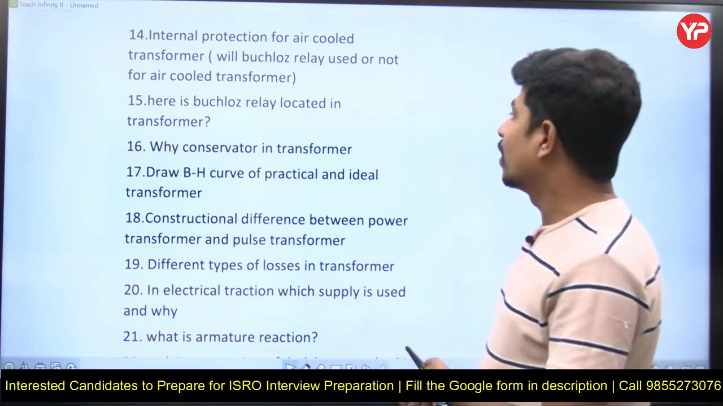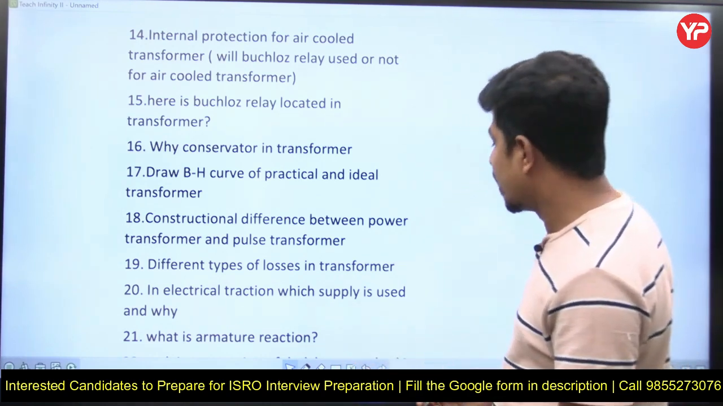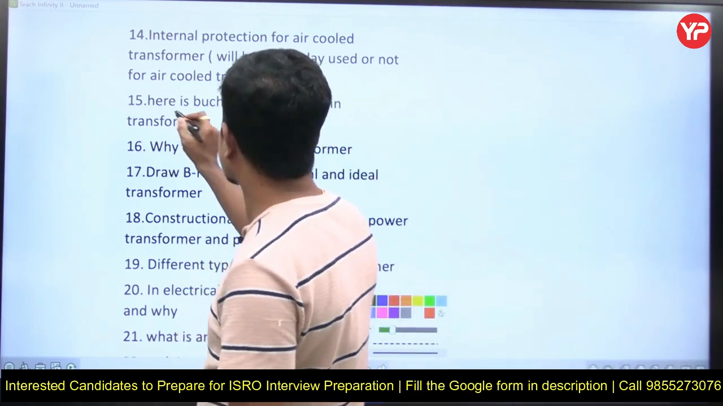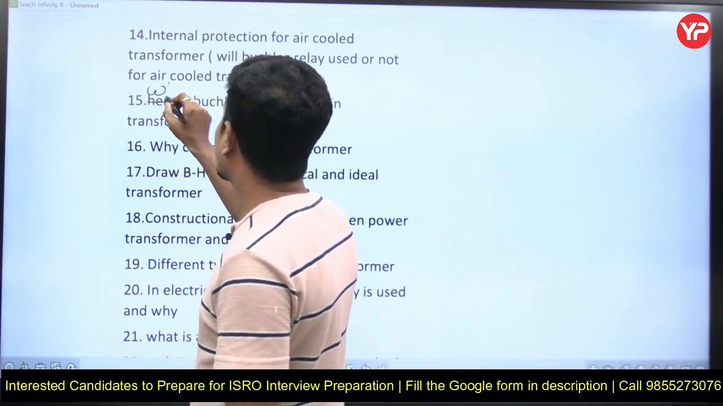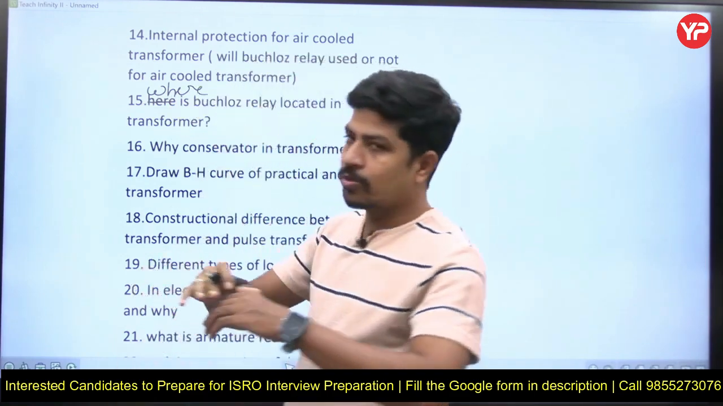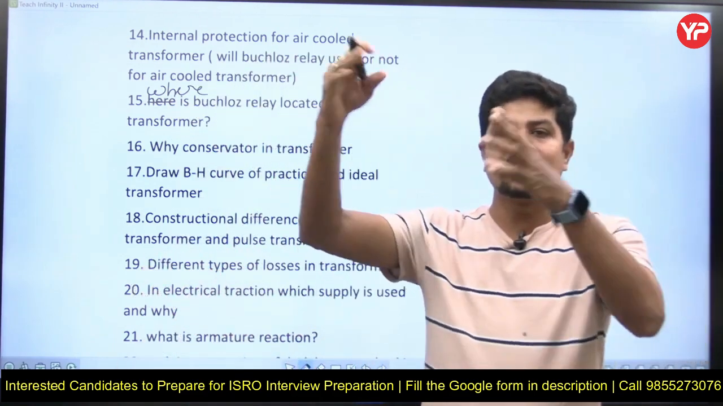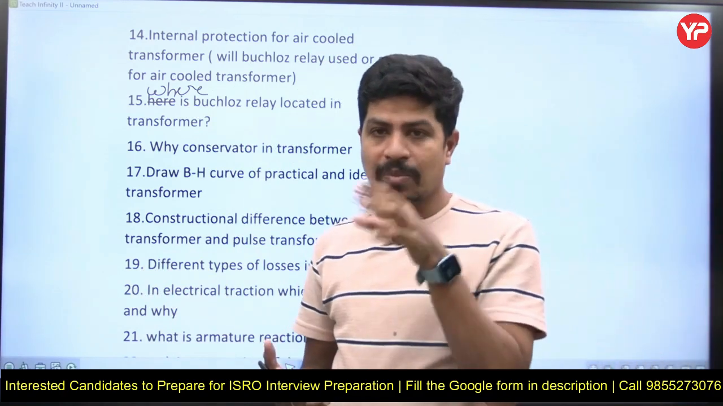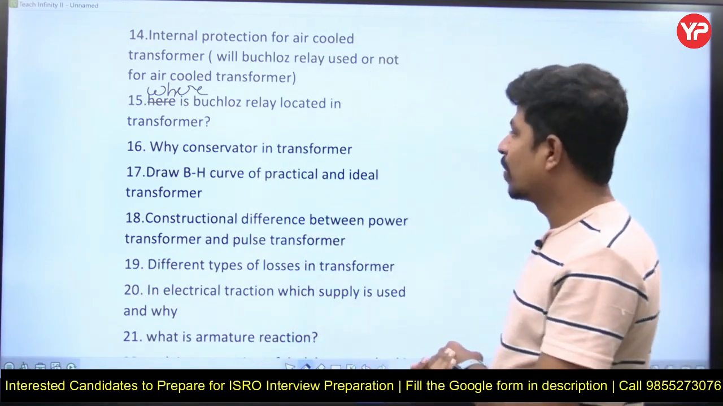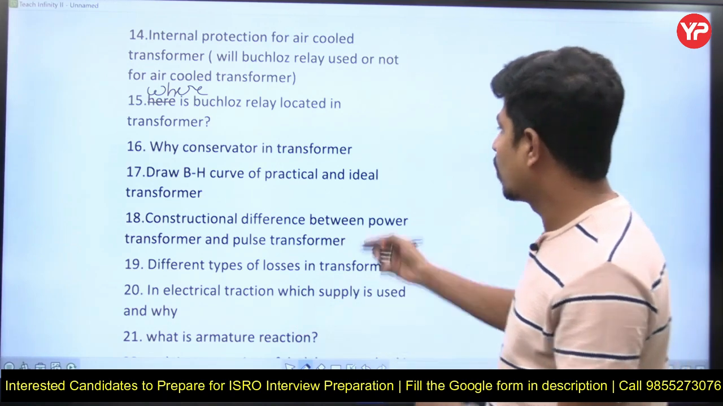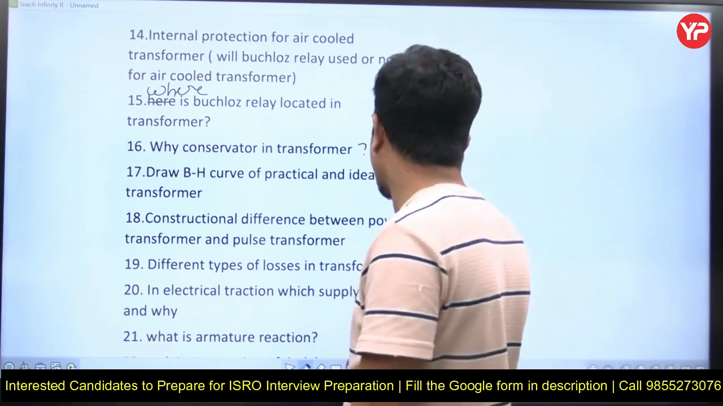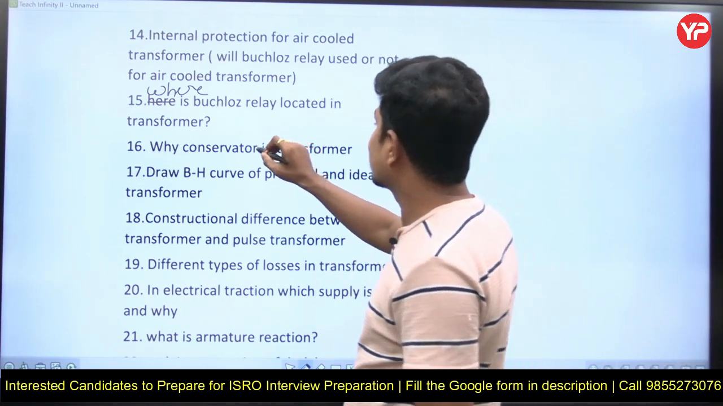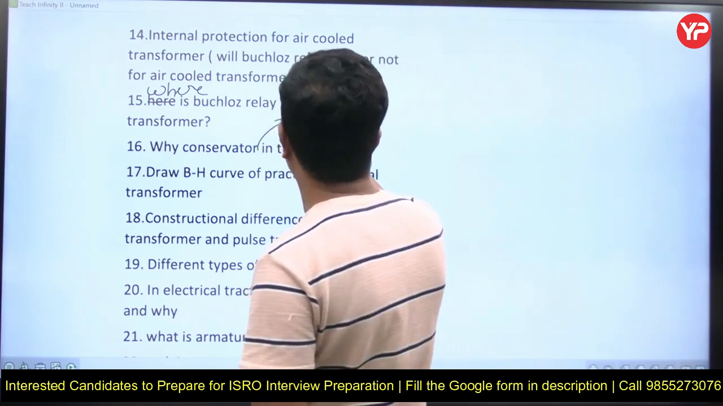Next, where is the Buchholz relay installed in the transformer? Exactly where, means suppose you take the transformer tank, there will be a conservator, there are bushings, there are windings, a lot of things. Where exactly is the Buchholz relay located in the transformer? Yes, why conservator in transformer? What is the purpose of the conservator tank in a transformer?